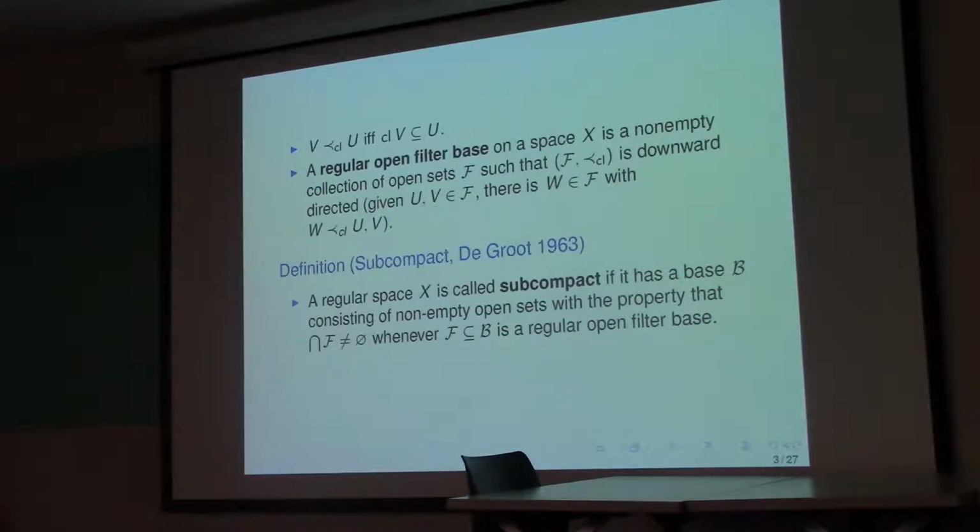I'll use this closure subset relation a lot. So if I have two open subsets of a topological space, I say V is closure less than U if the closure of V is contained in U. So that when I talk about filter bases, I can refer to them as directed sets under that relation. So for example, a regular open filter base is a collection of open sets that has the property that given any two in the filter base, there's a third whose closure is in the intersection. I'll just say that a regular open filter base is a collection of open sets that's downward directed by this closure less than order relation.